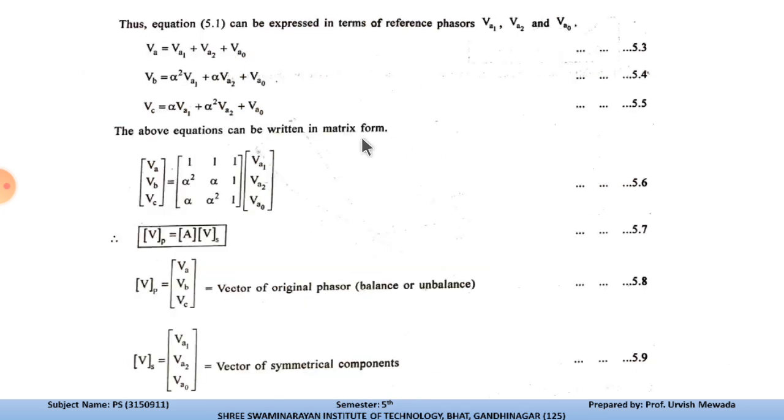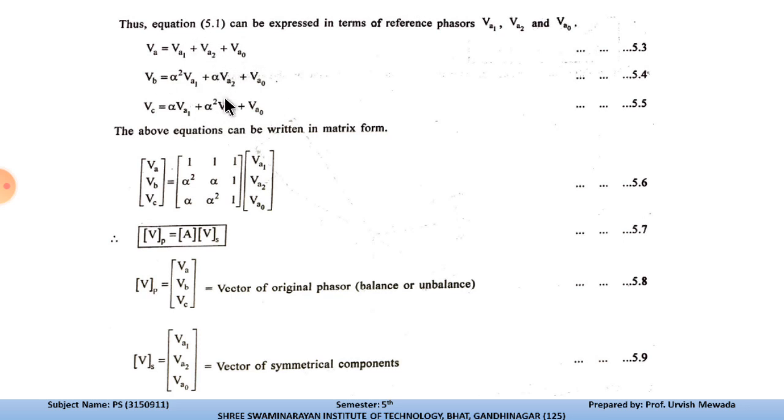Rewriting equation 5.1 here: VA is equal to VA1 plus VA2 plus VA0, VB is equal to alpha square VA1 plus alpha VA2 plus VA0, and VC is equal to alpha VA1 plus alpha square VA2 plus VA0, that we have already derived, and we are putting the value of the respective components.